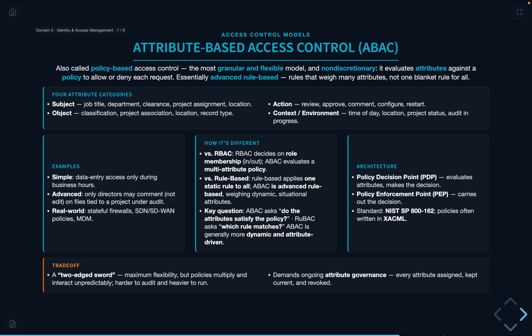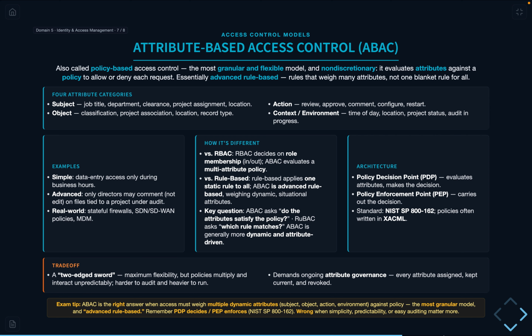The attribute based access control model has a trade-off. It allows maximum flexibility, but since there are multiple policies, these policies multiply over a period of time and may interact unpredictably, and therefore it is harder to audit and heavier to run. Moreover, it also demands ongoing monitoring of attributes, and every attribute assignment must be kept current, and the attributes which are not required in a policy may be revoked.